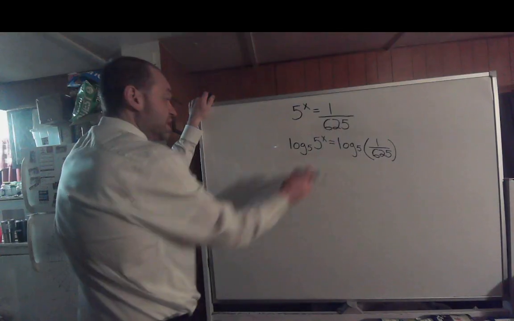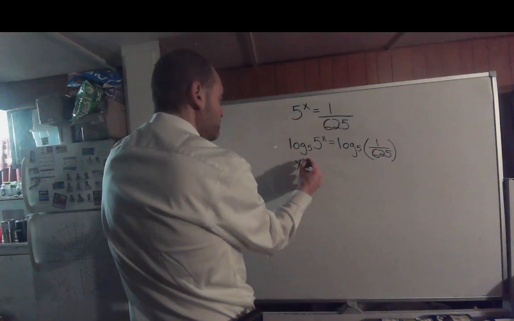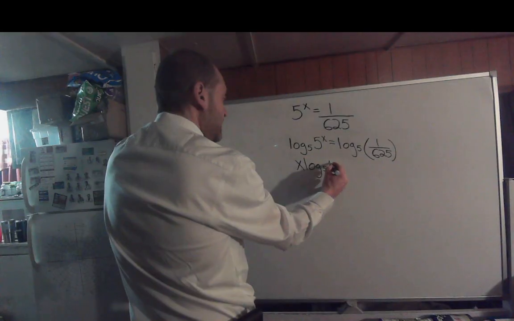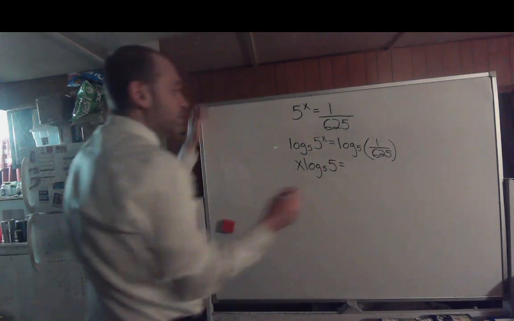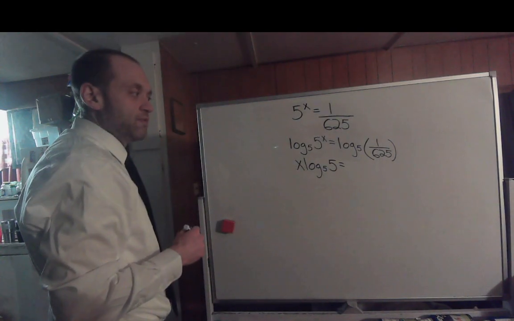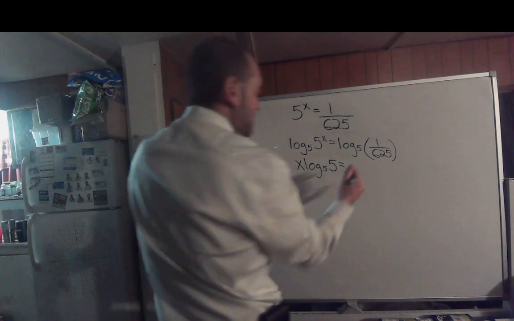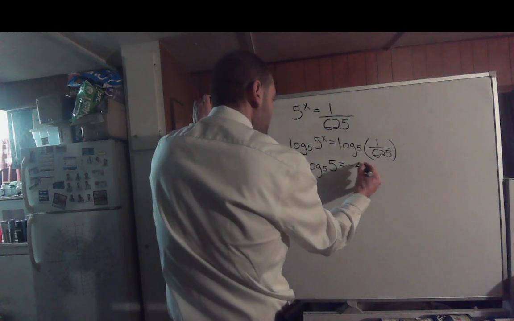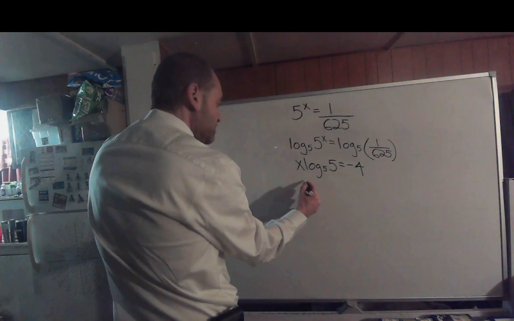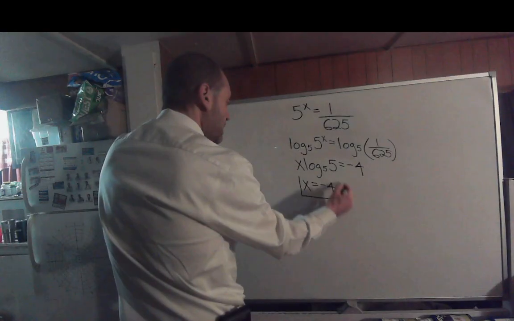Well, on the left side you have a power rule, so that x would come down front. You'd multiply it by log base 5 of 5. Now on the right side, 5 to what power equals 1 over 625? That'd be negative 4. And then on the left side, log base 5 of 5 is 1, so you'll literally just get that x equals negative 4.